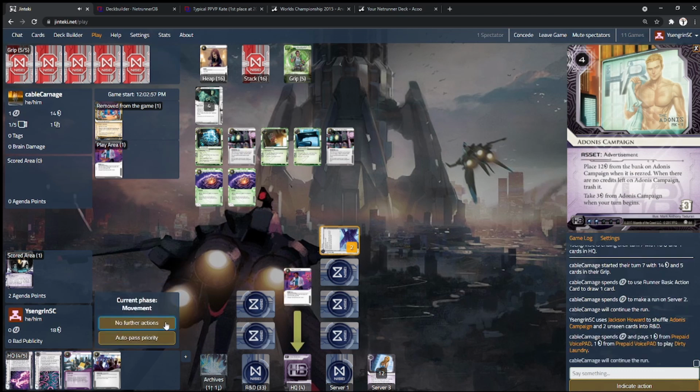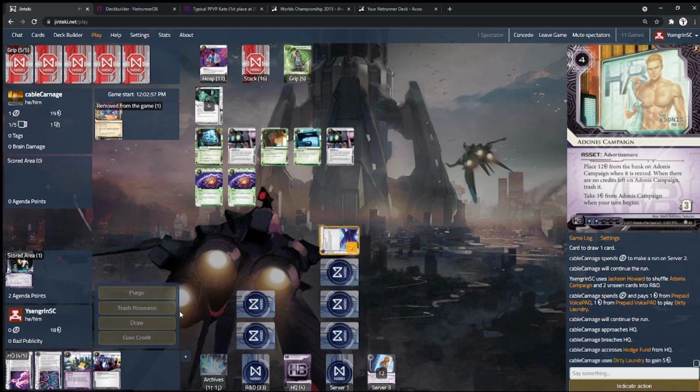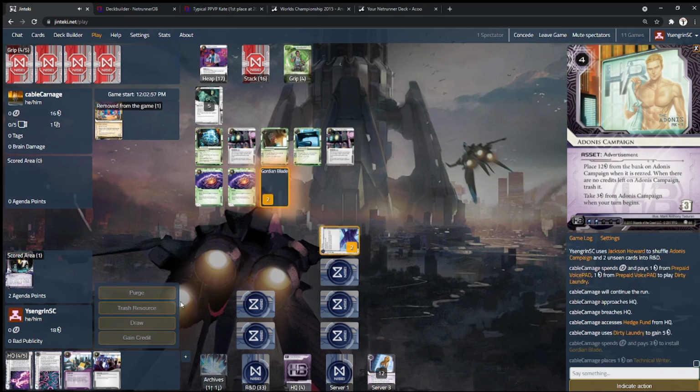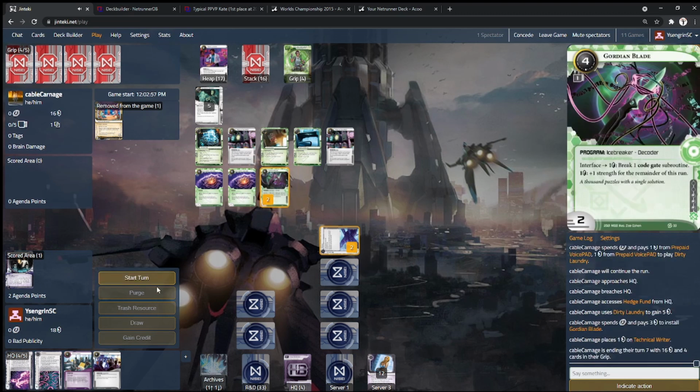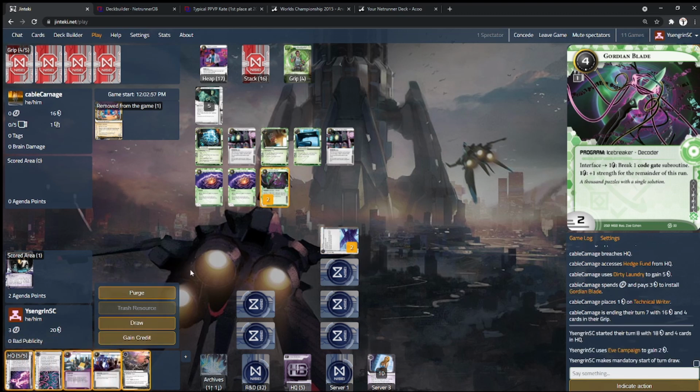Oh, is that the Eve campaign? Oh, I was about to say... That's it, just a Hedge Fund. Yeah. Okay, Gordian's down. That's right, so that's that. So that's one of our ice types, kind of not very good.